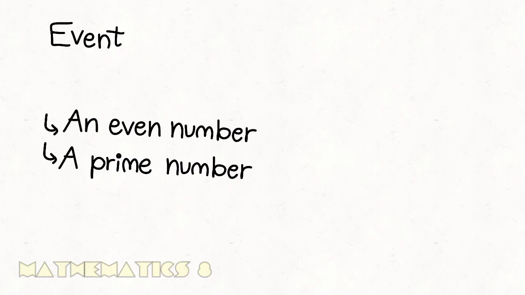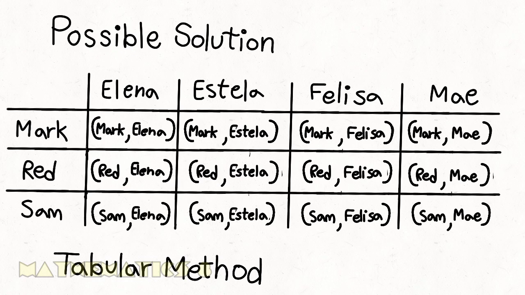In a debate contest, the participants are divided into two groups so that members of Group 1 will be paired with members of Group 2. The members of Group 1 are Lena, Estella, Felisa and May, while the members of Group 2 are Mark, Red, and Sam. How many possible pairings are there? Show the pairings using a table.